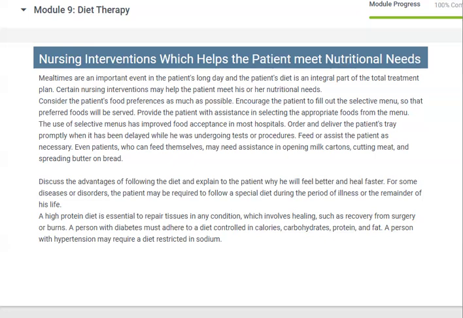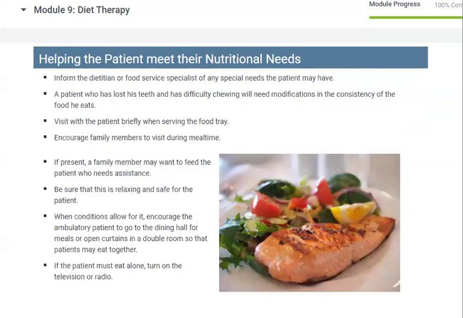Helping the patient meet their nutritional needs. Inform the dietitian or food service specialist of any special needs the patient may have. A patient who has lost his teeth and has difficulty chewing will need modifications in the consistency of the food he eats. Visit with the patient briefly when serving the food tray.